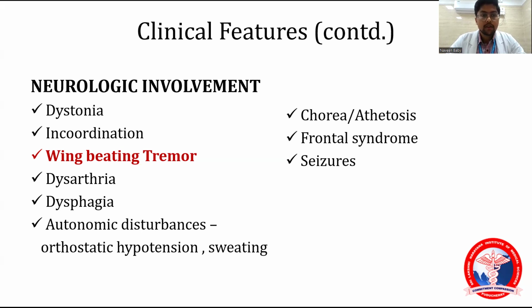And incoordination, wing beating tremors, autonomic disturbances. These patients commonly have autonomic disturbances. They will have orthostatic postural hypotension and they will have excessive sweating. Frontal syndrome in these patients is usually a neuropsychiatric symptom, with the patient having impulsive actions and losing their social inhibitions. Cognition will be impaired. All this comes under the neurological environment, and usually the frontal lobe is involved and hence it is called the frontal syndrome. Some patients can present, this is a little less common, with seizures. So seizures is also one of the common occurrences for a patient with Wilson's disease.